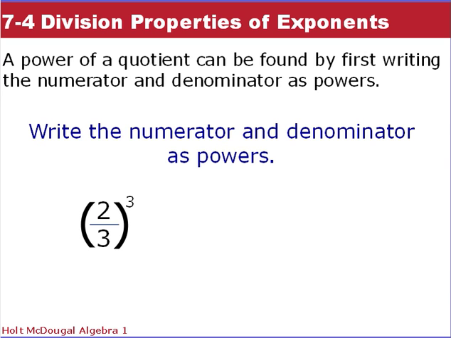So now we're looking at the power of a quotient. And that can be found by first writing the numerator and denominator as powers. So 2 thirds cubed would be 2 cubed over 3 cubed. And let's see what that's going to look like.